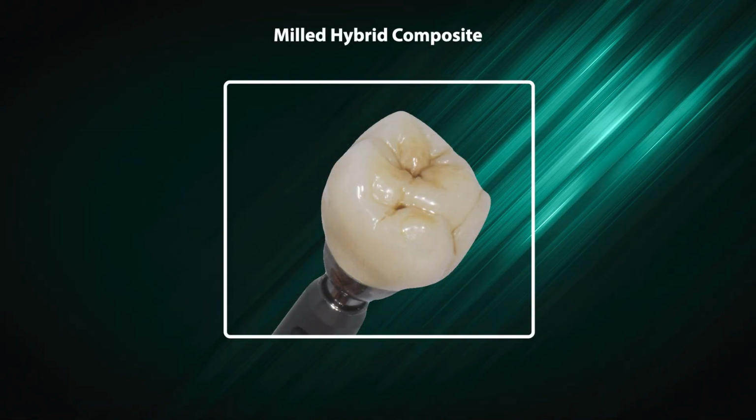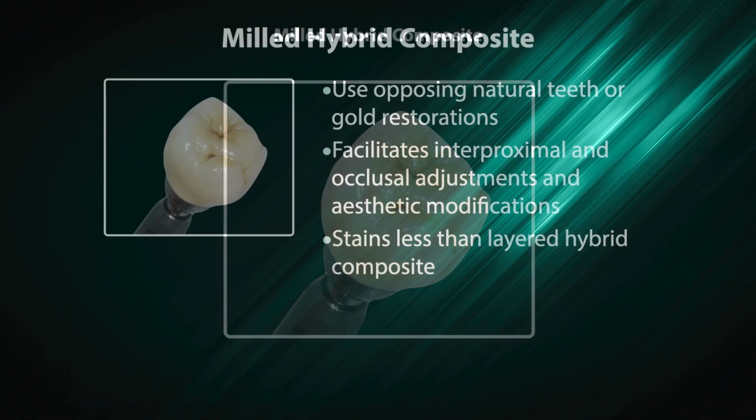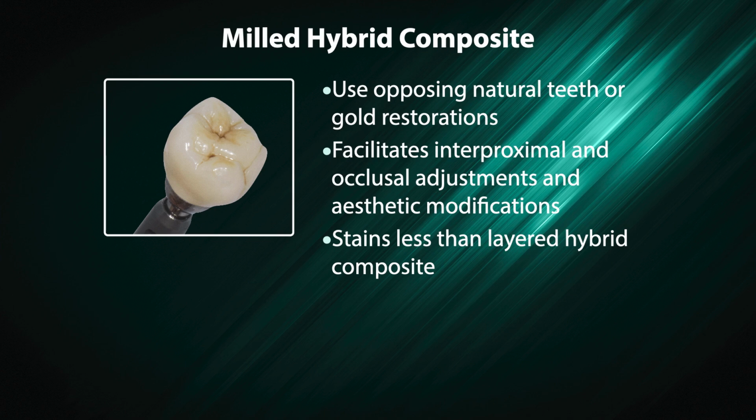Milled hybrid composite. Use opposing natural teeth or gold restorations. Facilitates interproximal and occlusal adjustments and aesthetic modifications. Stains less than layered hybrid composite.